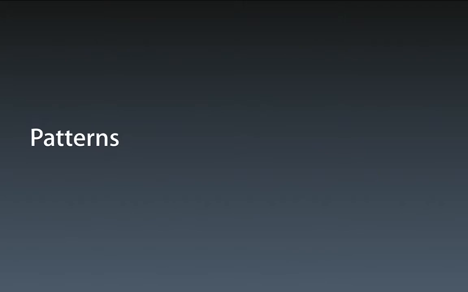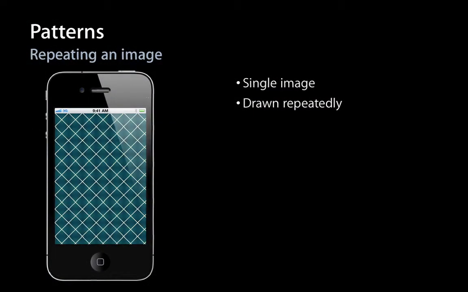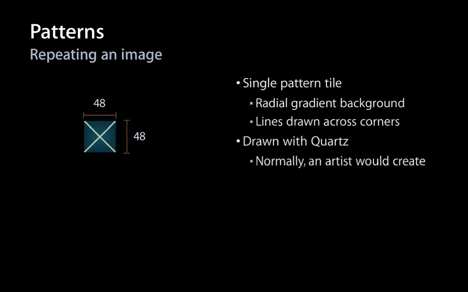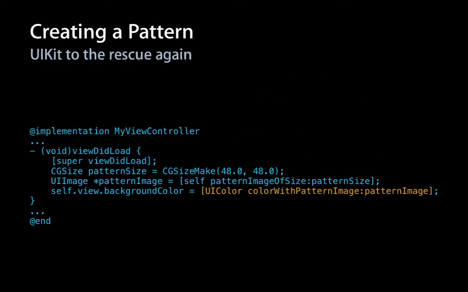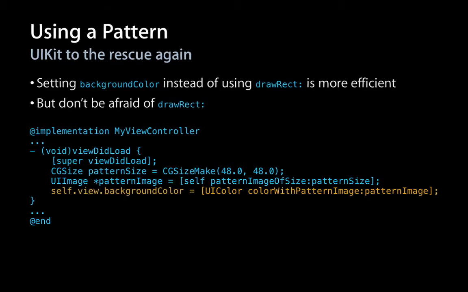Okay, so the last piece, I love this stuff. It's sort of ugly, but I love it. It's ugly because I drew it. If I had an artist, it would be awesome. So a pattern is a single image that's drawn repeatedly to fill some space. So in this case, I used Core Graphics to draw this really simple 48 by 48 image. And it's just a radial gradient with 2 lines across the corner. And then I call UIColor colorWithPattern, and that pattern image becomes sort of a fill color that I can just fill this thing with. And so I set the background color to be that pattern, and that's how I ended up with the background.